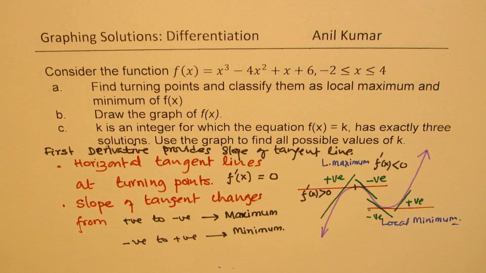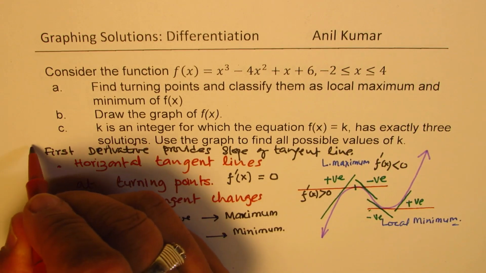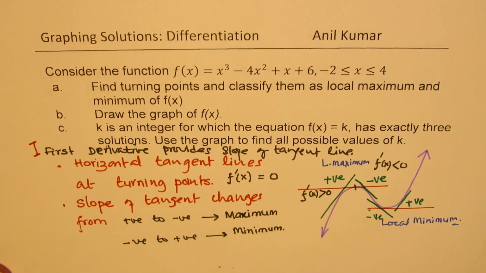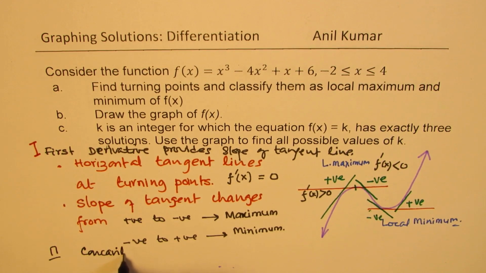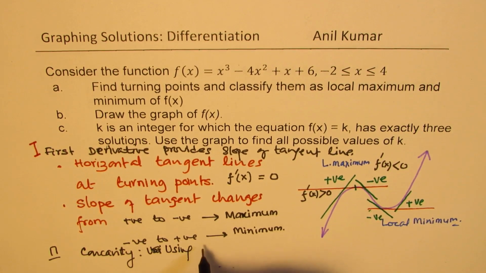Now that is one way of doing it, so let's call this one way of doing it, right? Now here is another way of doing it. So the second method to find the slope is to analyze for concavity, right? That is using the second derivative.